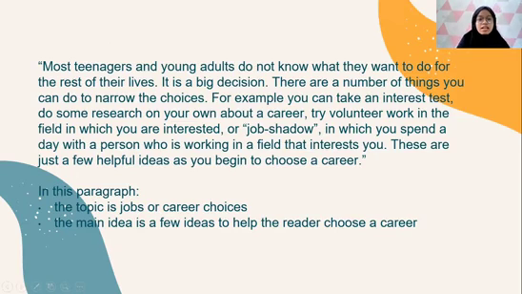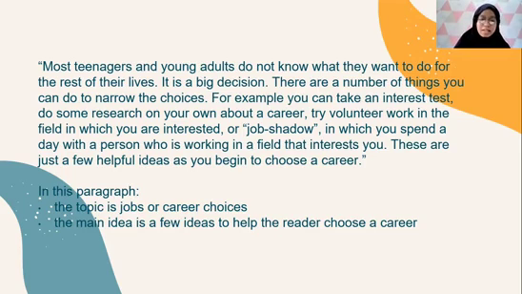For teenagers and young adults who do not know what they want to do for the rest of their lives, it is a big decision. There are a number of things you can do to narrow the choices. For example, you can take an interest test, do some research on your own about careers, try volunteer work in the field in which you are interested, or job shadow, in which you will spend a day with a person who is working in a field that interests you. These are just a few helpful ideas as you begin to choose a career.